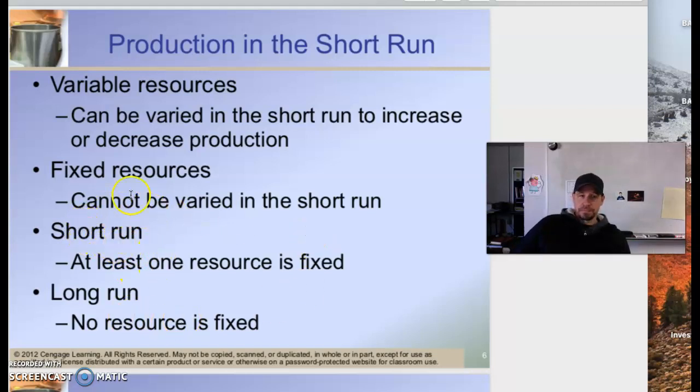Right? So you have variable resources. These can be varied in the short run to increase or decrease production. I can bring on new workers quickly, right? Purchase more hamburger buns. Those are things that can change based on output, increase, decrease production. If we have a slow time, I don't need to order as much. I don't need to bring in as much help or labor. And so that's kind of the difference. Fixed, these are not varied in the short run.